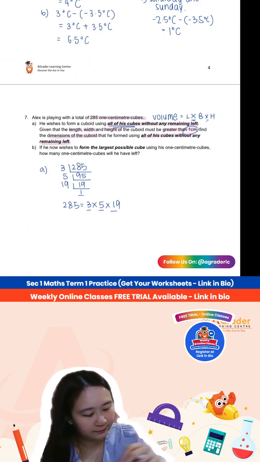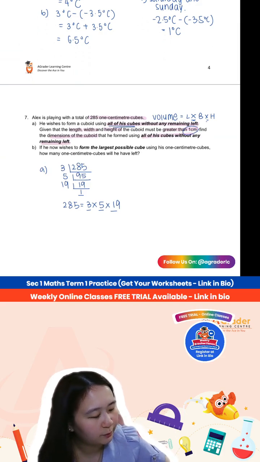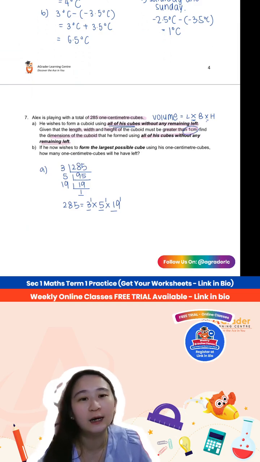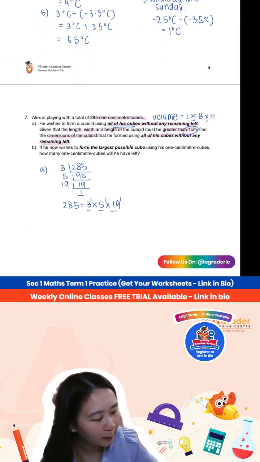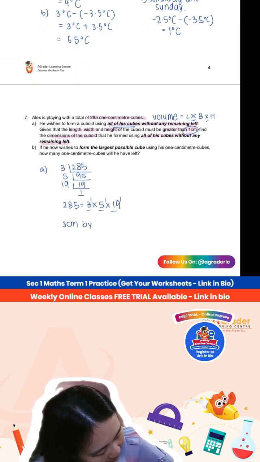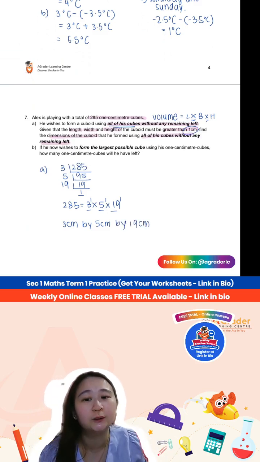So the possible dimensions will be, you can see that because all of them are to the power of 1, there are no other combinations available. So it has to be 3 cm by 5 cm by 19 cm. It has to be these 3 numbers only.